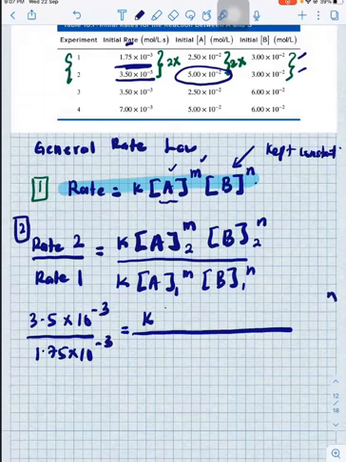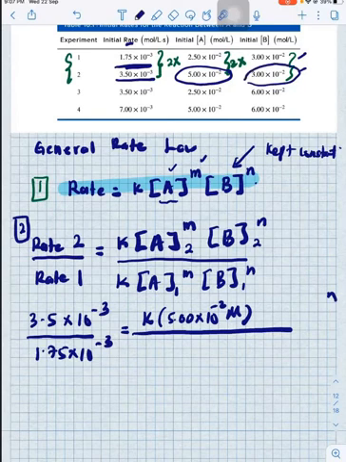So maknanya dalam kes ni kita masukkan. And nampak tak sekarang I no longer use square bracket, sebab square bracket tu kita dah gantikan dengan nilai. Maknanya dalam kes ni kita boleh guna bracket biasa je, sebab square bracket to represent concentration kan. Sebab sekarang kita nak substitute the value, kita guna bracket biasa je. So 5.00 darab 10 kuasa negatif 2 molar, darab dengan concentration of B daripada eksperimen 2 adalah 3.00 darab 10 kuasa negatif 2 M.